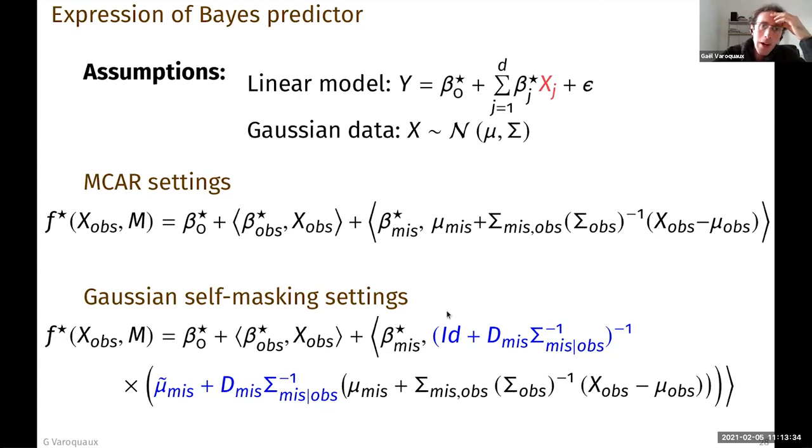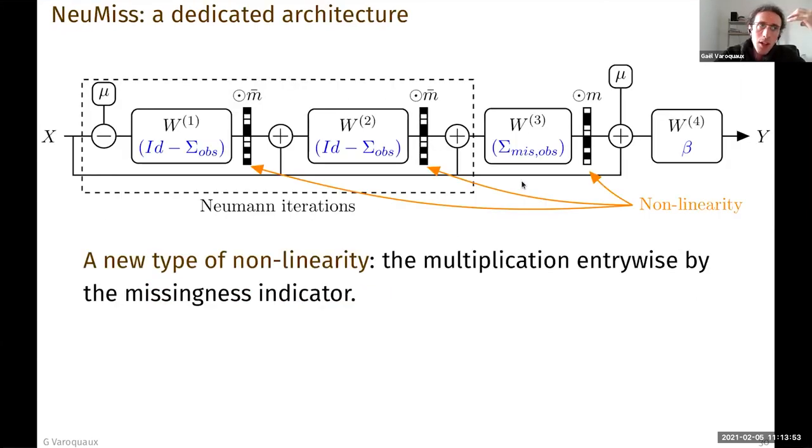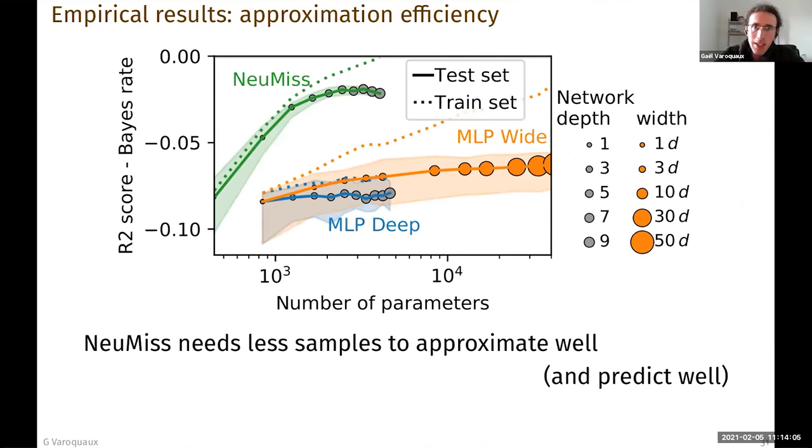What I can tell you very quickly is that we take those expressions and approximate them using a differential approximation, which is basically unrolling a series that approximates the inverse. If we do this, we can come up with a dedicated architecture that approximates the previous expressions well. The important thing is that this dedicated architecture works much better than MLPs, whether they're wide or deep, because it needs far fewer parameters to approximate well.